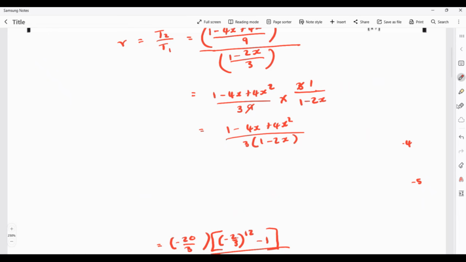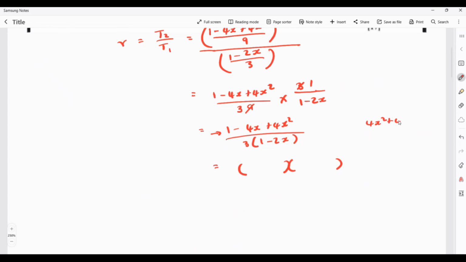What I'm simply going to do further is solve this. I'm going to factorize the numerator, because this one is basically 4x squared minus 4x plus 1. When we factorize that, it gives us 2x and 2x, 1 and 1, and then we have negative and negative over there.